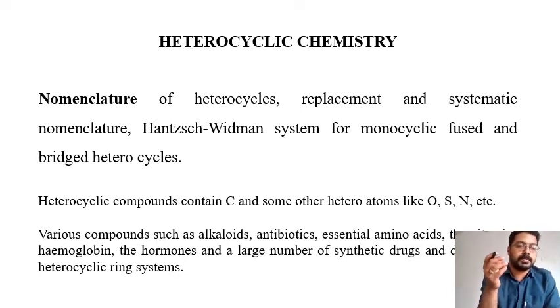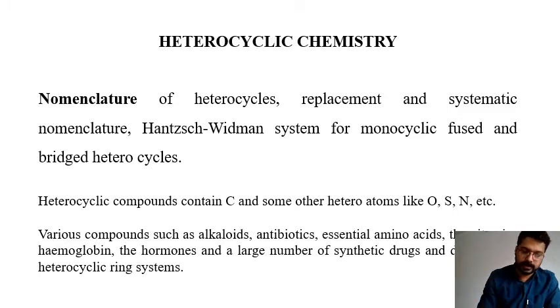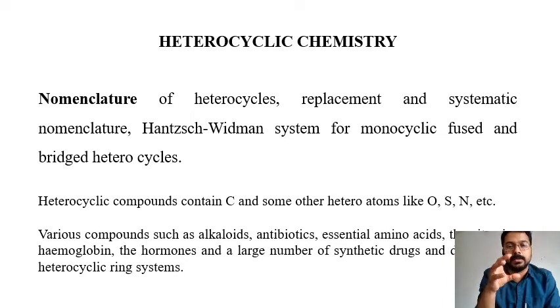Of course we know that most of the antibiotics or alkaloids, some of the amino acids, vitamins, hemoglobin, hormones, dyes, drugs, etc. all contain heterocyclic compounds. Okay? So it's an inevitable kind of molecule in our chemistry, I can say. So coming to the nomenclature, there are different types of heterocyclic compounds, so we should systematically name each and every compound.